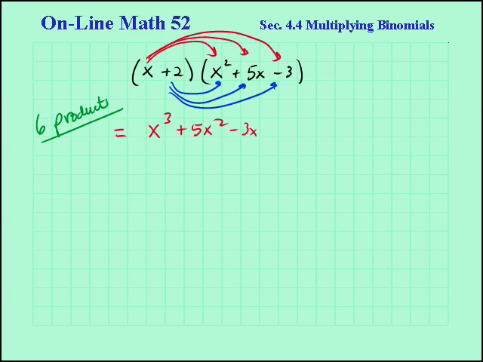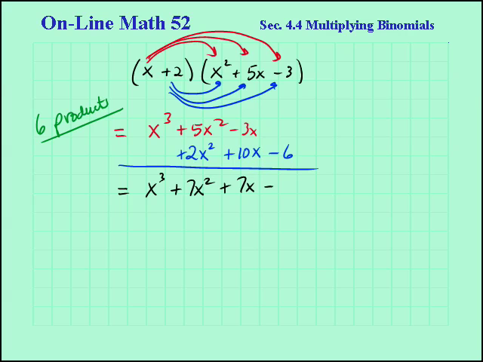And then in blue, I'm going to put them in their like term positions. First is 2x squared, so I'll put it underneath here, and that's a positive 2x squared. And let's see, 2 times 5x is a positive 10x, and 2 times negative 3 is a negative 6. So when we add these all together, we get x cubed plus 7x squared plus 7x minus 6.